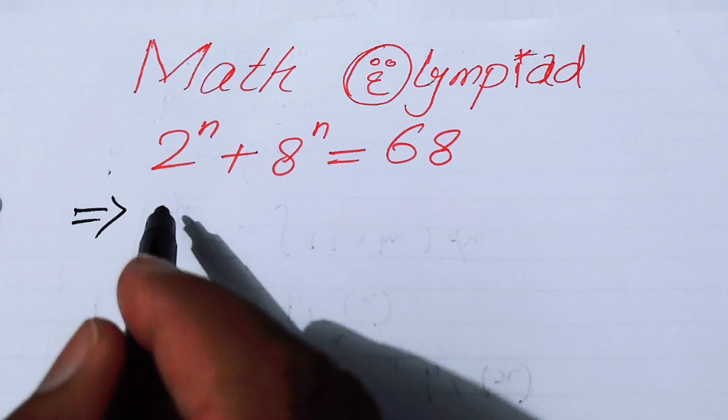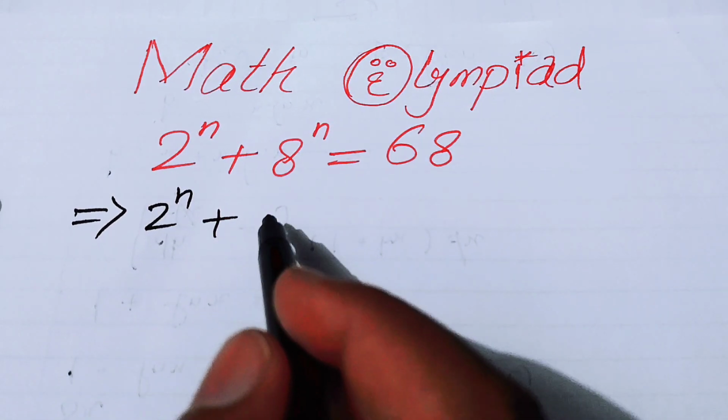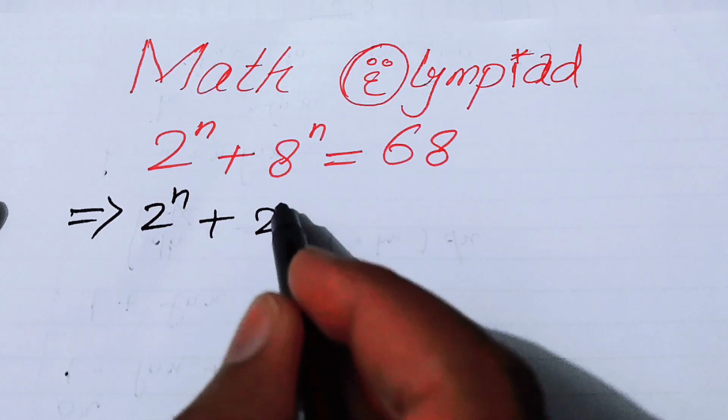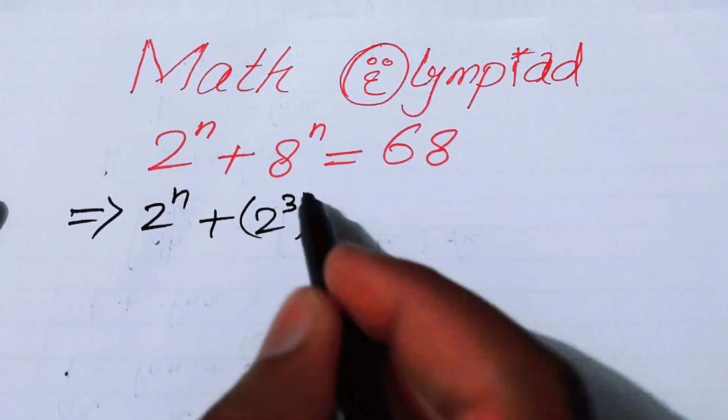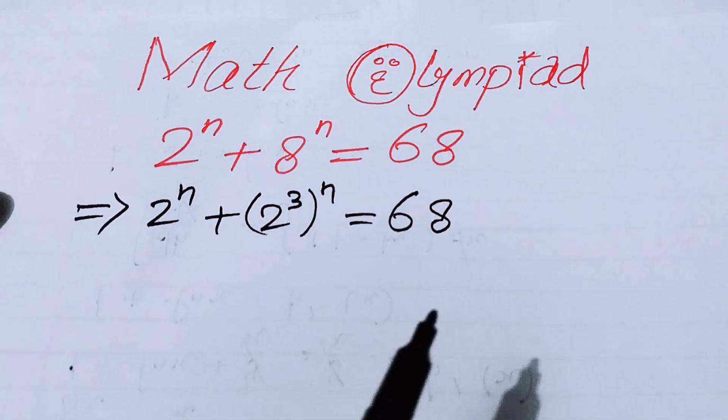Here you have 2 to the power of n, we can write it as 2 to the power of n, plus here you have 8, and now we can find the prime factors of 8. The prime factors of 8 are 2 to the power of 3 and its whole power n is equal to 68.